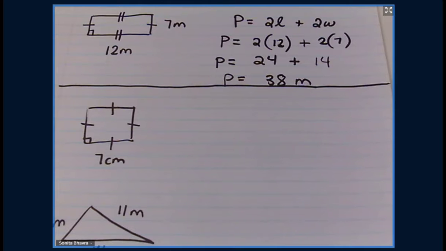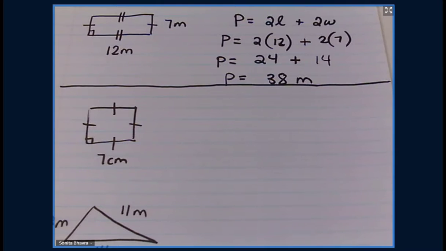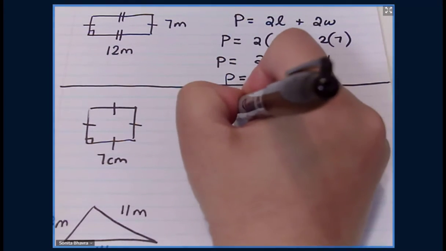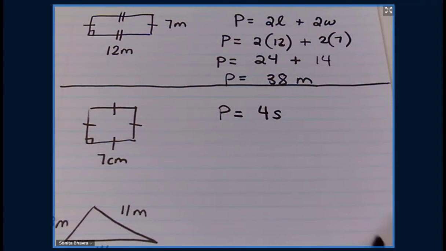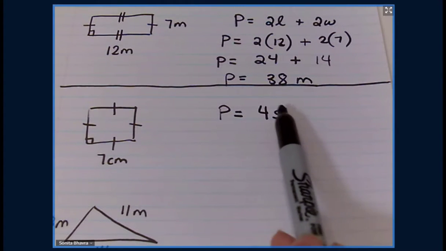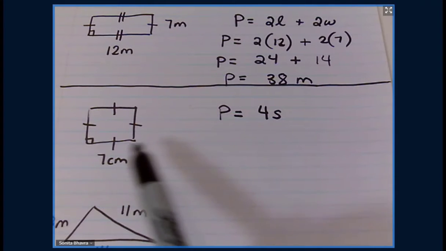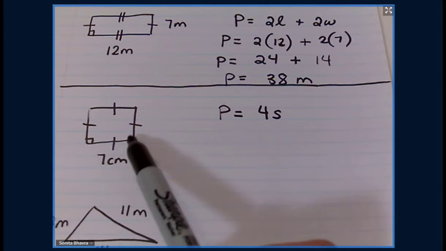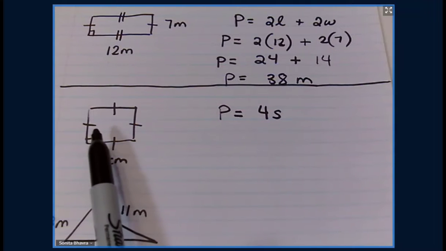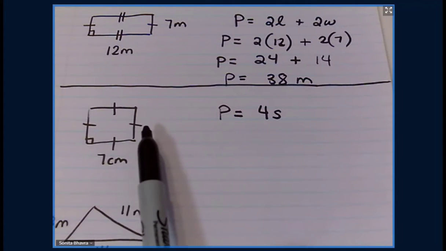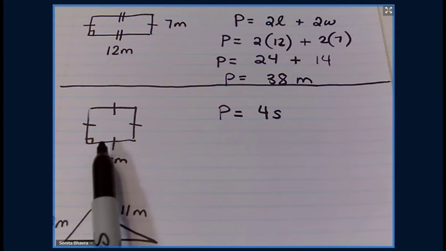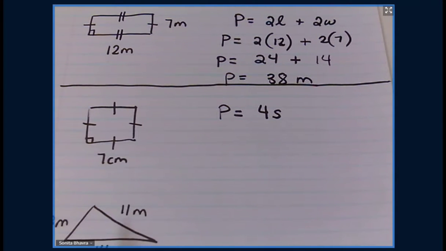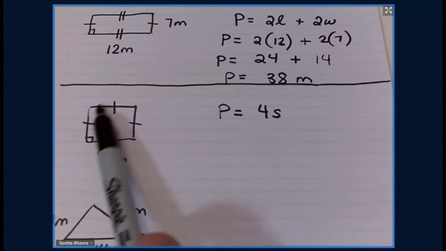All right, so next we're looking at the perimeter formula for a square. So the formula for perimeter of a square is P equals 4S. So that means it's 4 times S. S represents the sides. So there's 4 sides: 1, 2, 3, 4. Again, these dashed lines through each side mean that each of these sides have the same measurement. So it's 7, 7, 7, and 7.